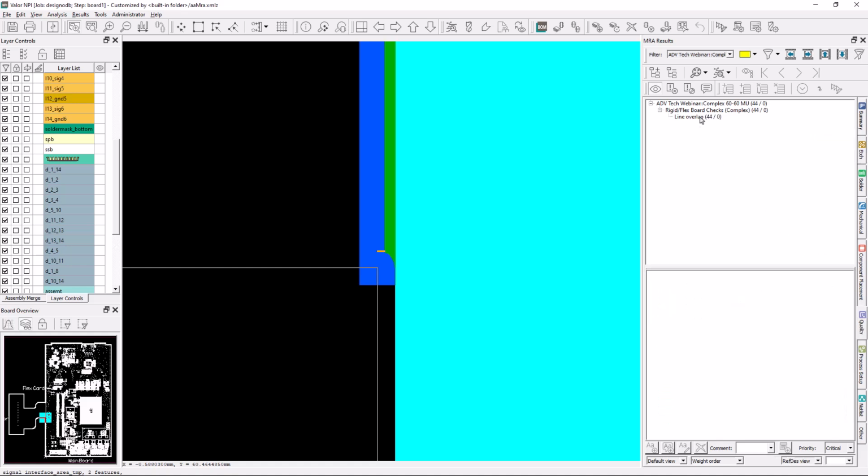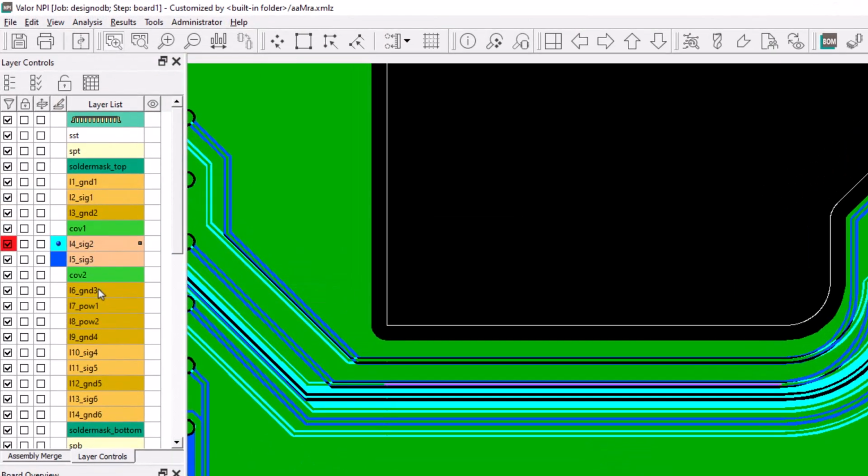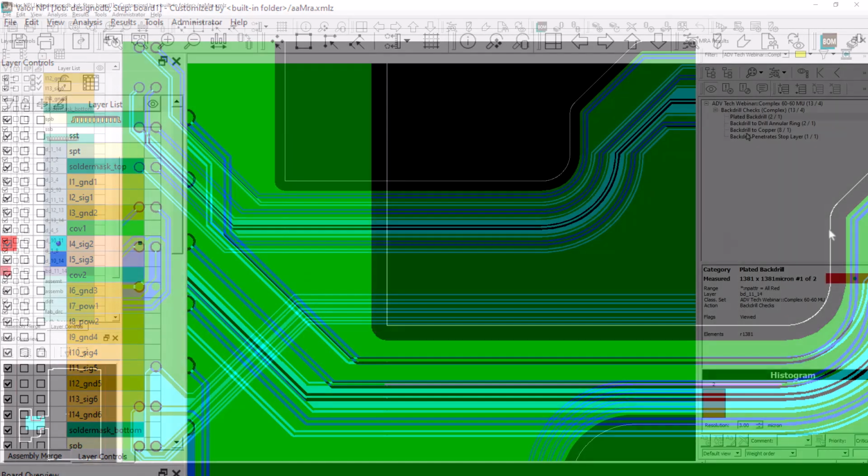The final rigid flex check we'll look at deals with copper traces that overlap in a flex region. This is commonly referred to as the I-beam effect. When traces on adjacent layers overlap, this can negatively impact the flexibility of the flex region as well as induce signal crosstalk. Here we can see that we have traces on layers 4 and 5 that overlap.